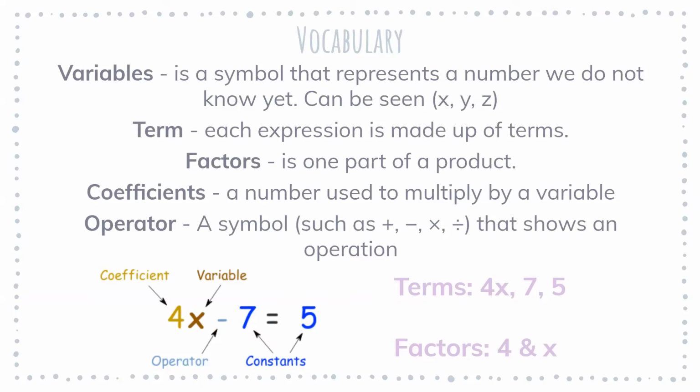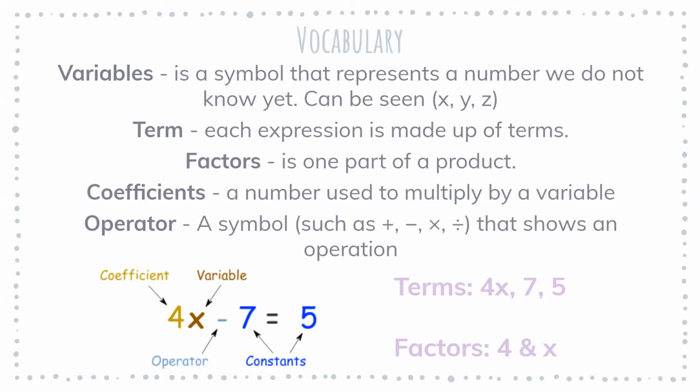Factors is one part of the product. If we look back down at the slide, the factors are going to be 4 and the x. That's going to be the coefficient and the variable. And then the coefficient is a number used to multiply by the variable. In the example, we have 4 as the coefficient, and then x as the variable. Usually we plug in what the variable will be to get that answer.